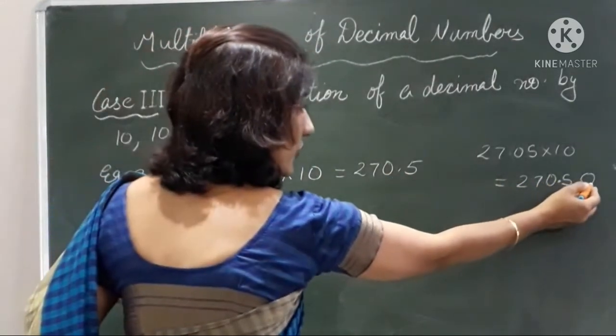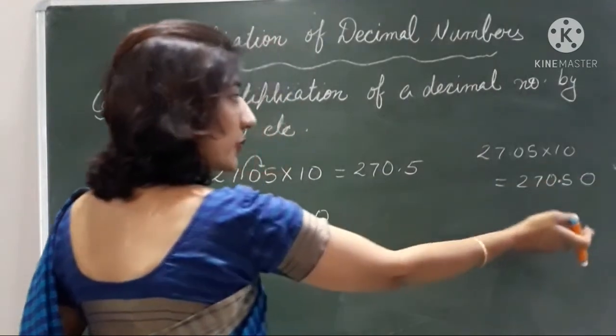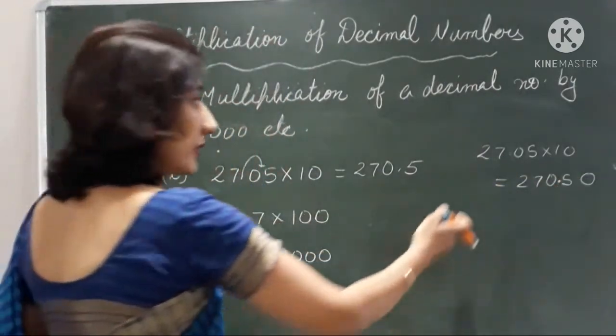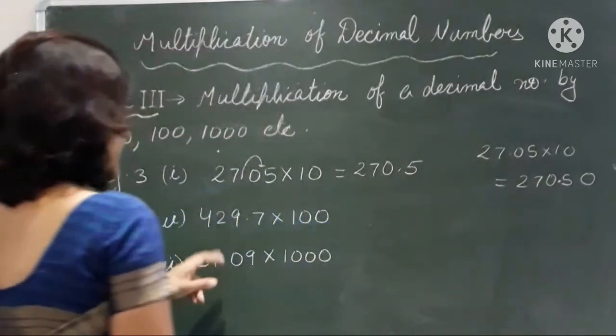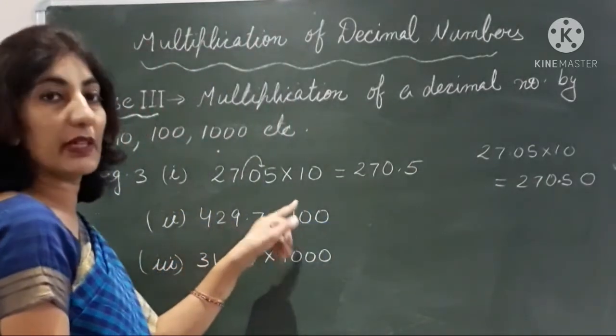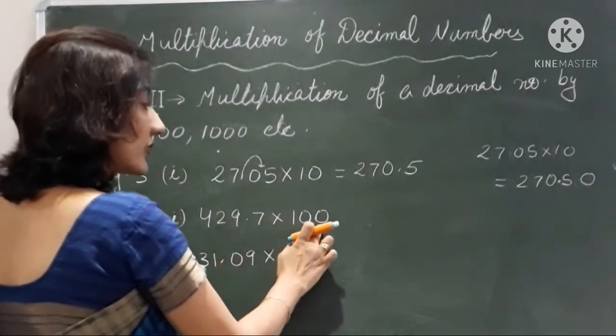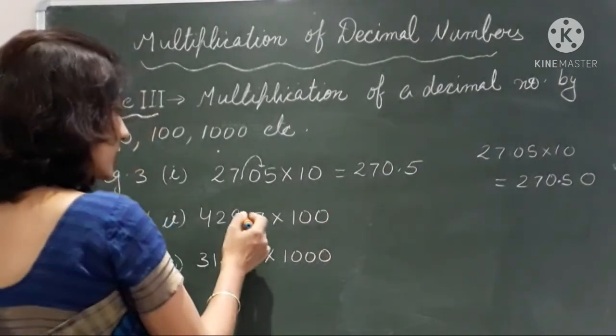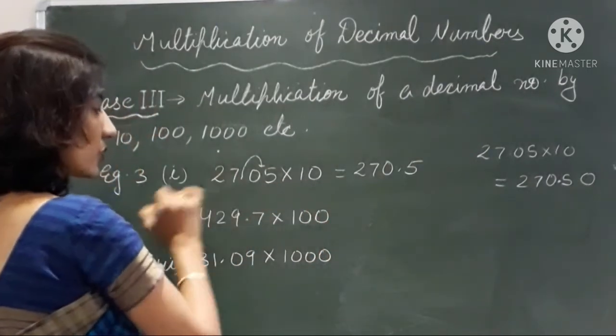At the end, if I put 0, it is of no value. You may put, you may not put. It is okay, means both these are the same. Then 429.7 multiplied by 100. Now in 100, how many zeros are there? 2 zeros are there. So I have to shift the decimal 2 places to the right.